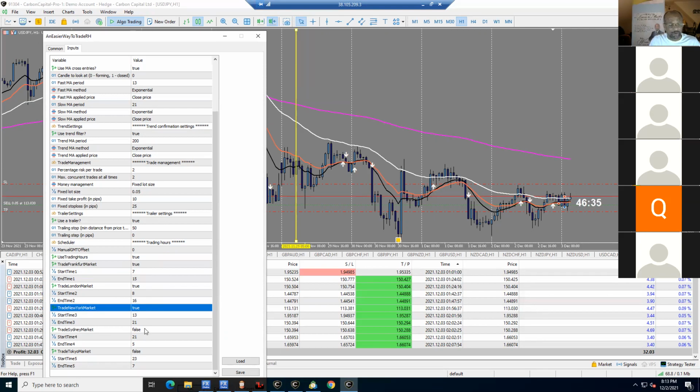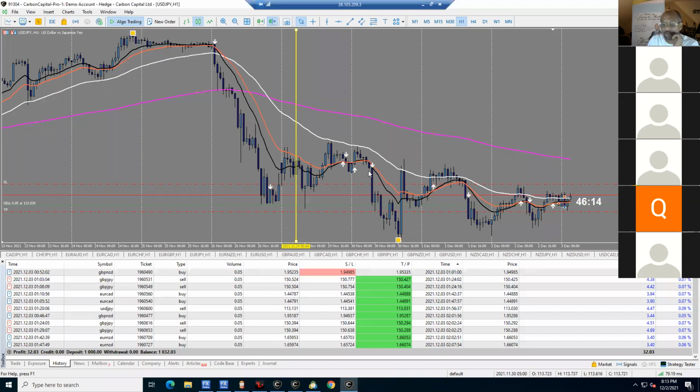I want them all on. I want Sydney. I want them all on right now, just to test the whole thing out. But as you can see right now, it is really working. It enters the trades. It's going to retrace some, it was at 50 pips a minute ago. You got a lot of trades open, but it turns around. Okay, that's how it's set up right now.